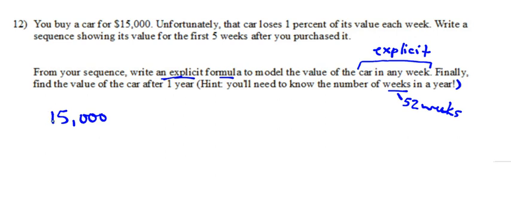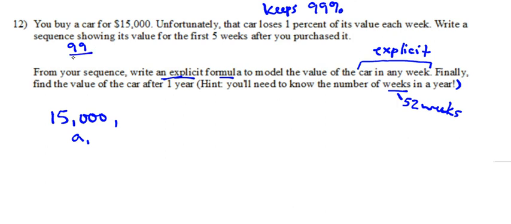All right, so during the first week, the car's worth $15,000. That is our first term. We want to know what's going to come after that term: 2, 3, 4, and 5. So how am I going to do that? The car loses 1% of its value each week. Another way of saying that is that it keeps how much? Keeps 99%. So essentially what we need to do to find its value in week 2 is to know what is 99% of 15,000.